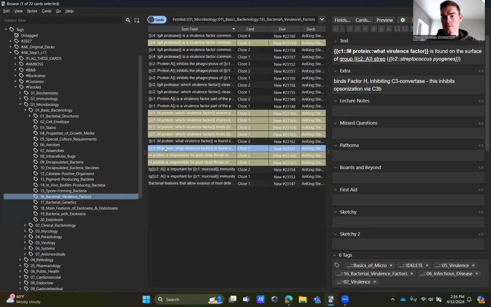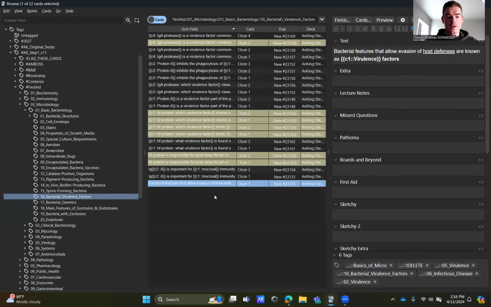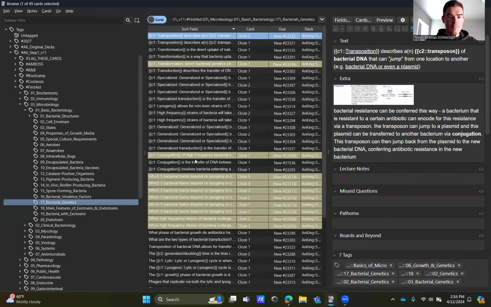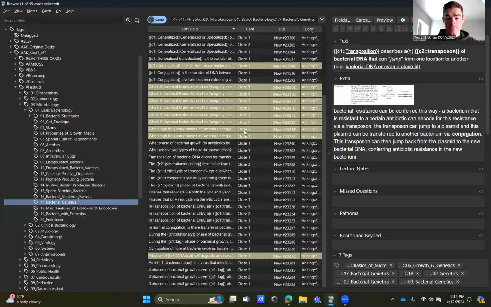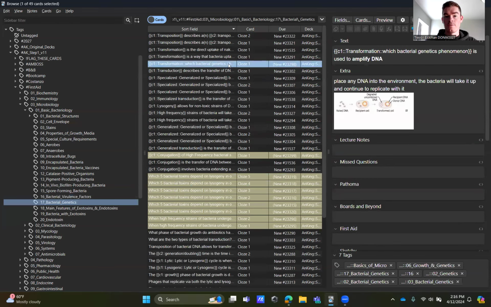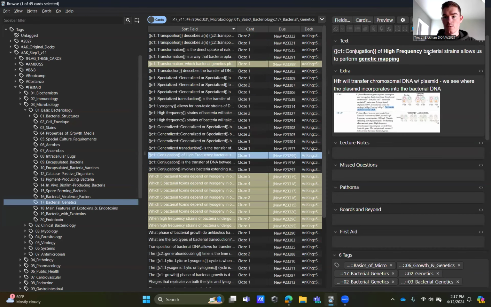I'm going to grab these two here, talking about M protein is from Streptococcus pyogenes, and then the last 3 cards you want. And then bacterial genetics, there's a lot here. So if you want, you could activate all this and then go over what's not activated. And that would be this card here. So transformation is used to amplify DNA. Conjugation of high frequency bacterial strains allows for genetic mapping.